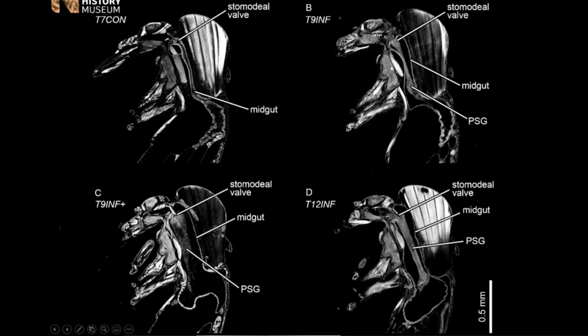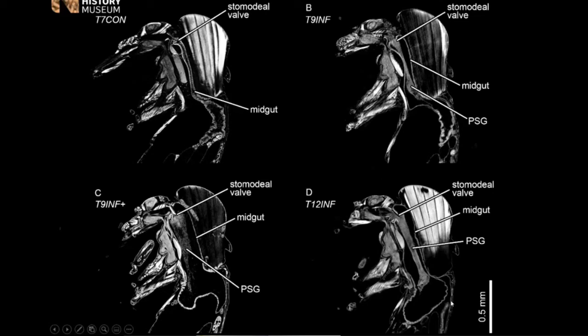after 9 days, but it's only had the infected blood meal, and you can see the secretory gel in the midgut. The midgut's quite expanded, as is the stomodeal valve. If you additionally have a second blood meal, then you can see the additional effect that this has had. The midgut's now even wider, as is the stomodeal valve.